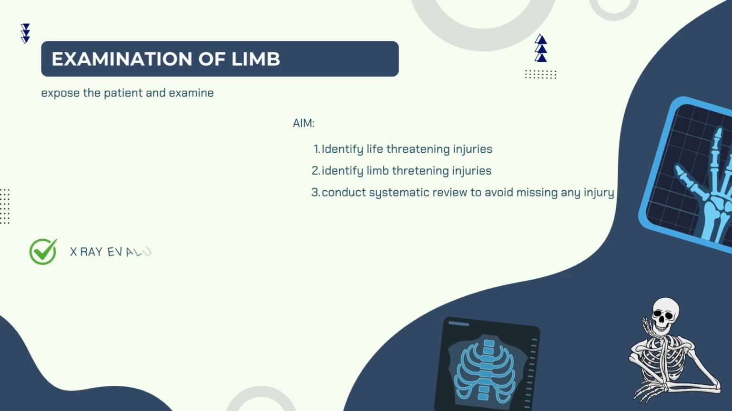Next is X-ray evaluation. If there is any fracture suspected, like deformity is there, swelling is there, crepitus is there, we should take an X-ray to diagnose it. The only condition where we delay an X-ray is vascular compromise. If there is vascular compromise, we should reduce the fracture or the dislocation and only then attempt an X-ray.